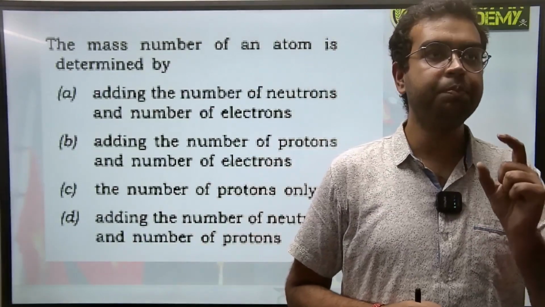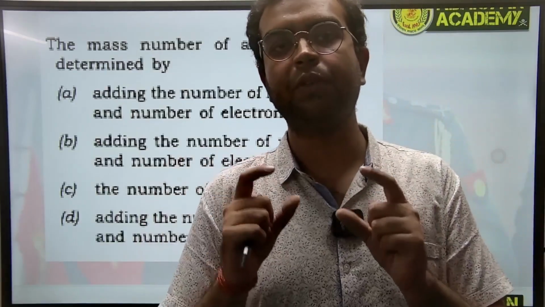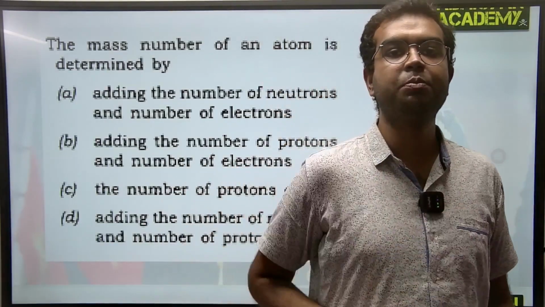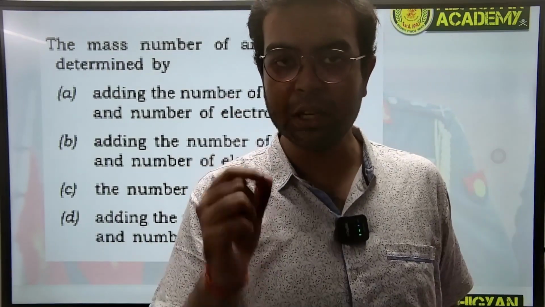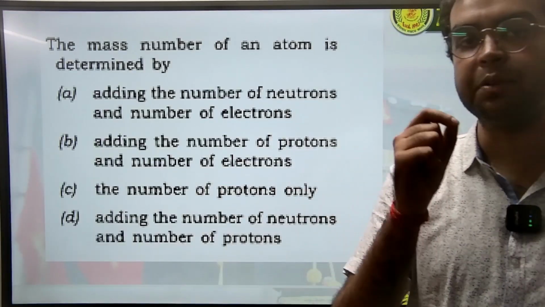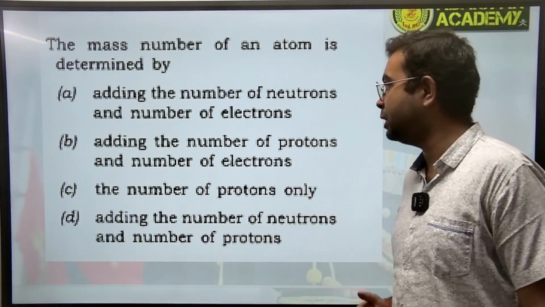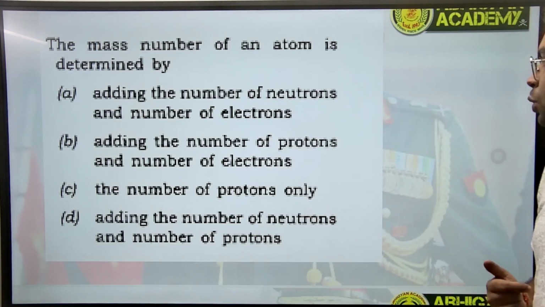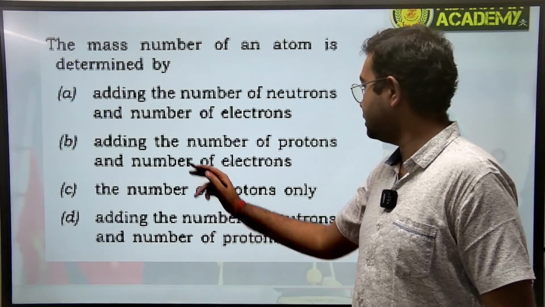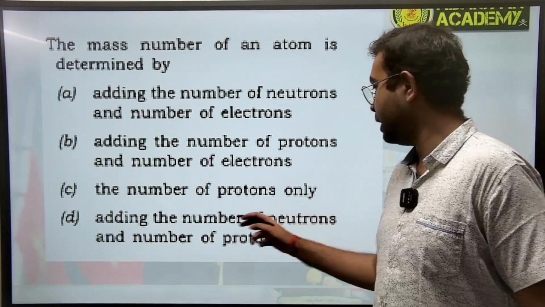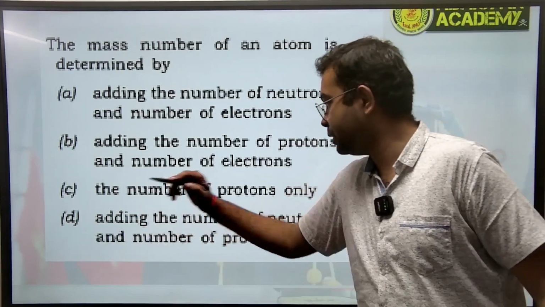When you add up the number of protons and the number of neutrons, that gives you the mass number of the atom. And if you take just the number of protons in an atom, that gives you the atomic number. All right, so the atomic mass or the mass number, how do we determine it? We determine it by adding the number of protons and the number of neutrons. The answer is option D.